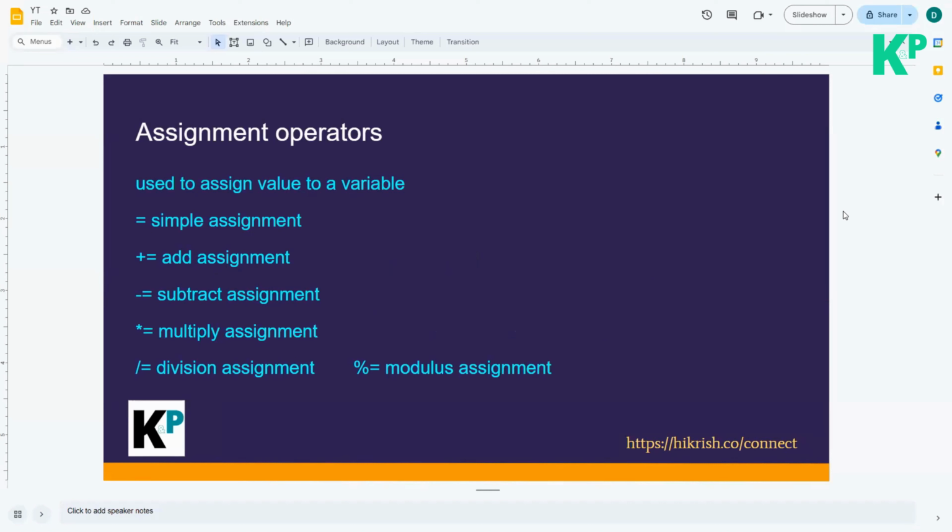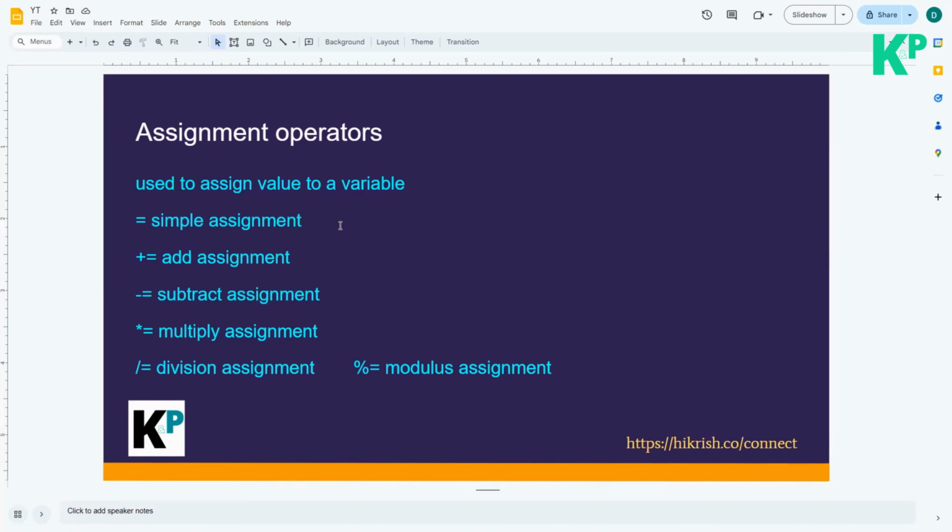They are used to assign a value to a variable, and you have already used them a lot of times. If you have already written some kind of code yourself, either in Visual Basic or C Sharp, then you have already used these kind of operators. Let's see what exactly the different types of assignment operators are.